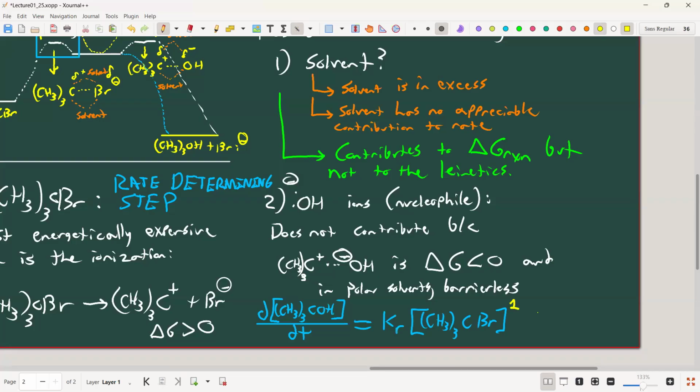Right? And this is true. This is why it's called an SN1 reaction, because it's a nucleophilic substitution that is first order. Its order parameter is 1 for 1 species. So this is what we call a first order reaction.